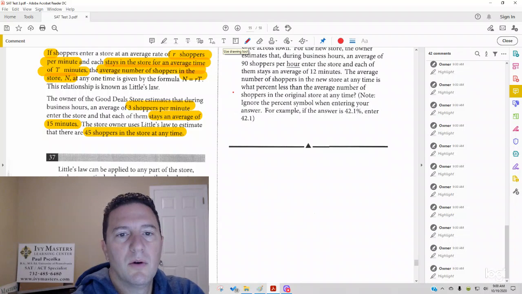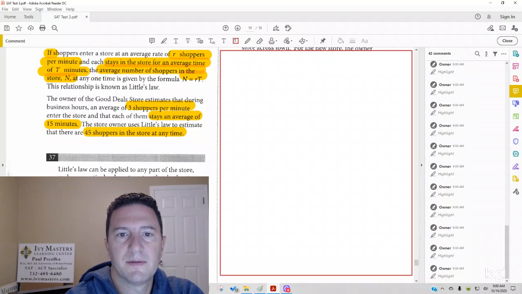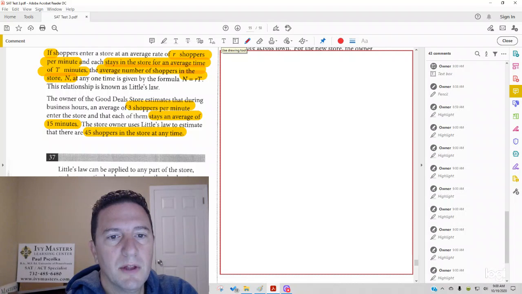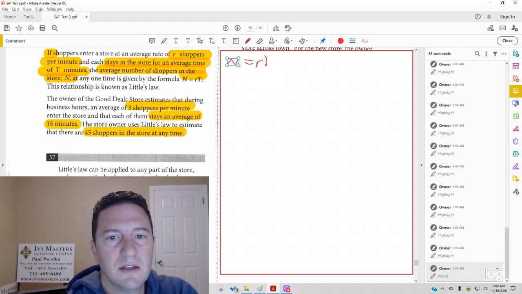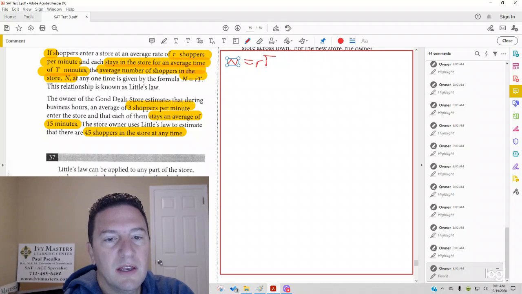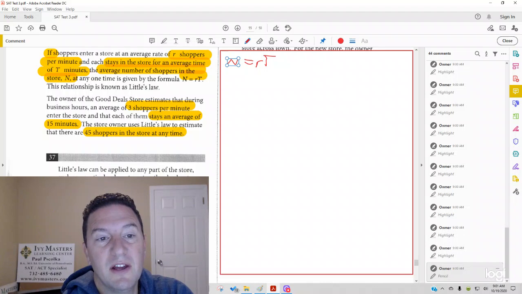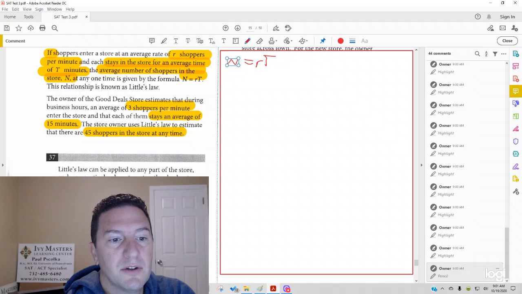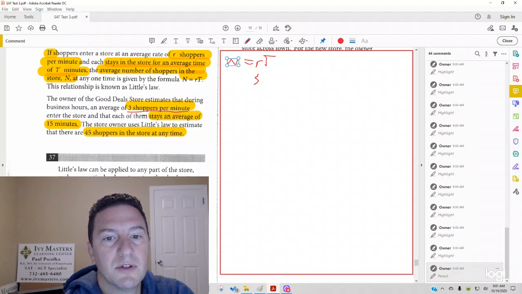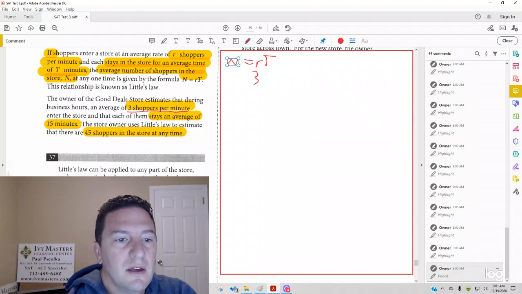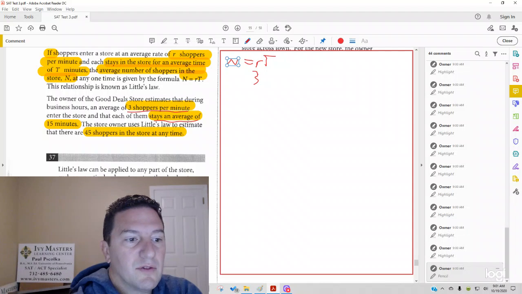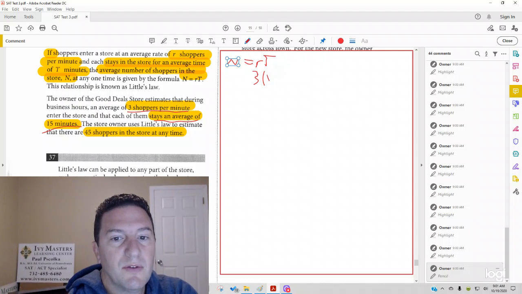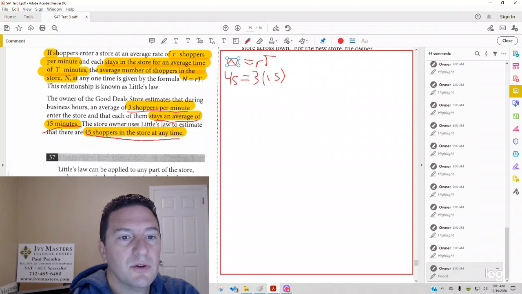So we have our formula, N equals RT, and now we can plug in. It's always important to underline what the variables stand for because it makes plugging in so much easier. So it's R shoppers per minute. Notice over here it says 3 shoppers per minute, so beneath the R, I'm just going to write a 3. And then it says they stay an average of T minutes. It says here they stay an average of 15 minutes, so your T is 15. So 3 times 15, and then what do we get? We get 45. 45 shoppers in the store at any time.